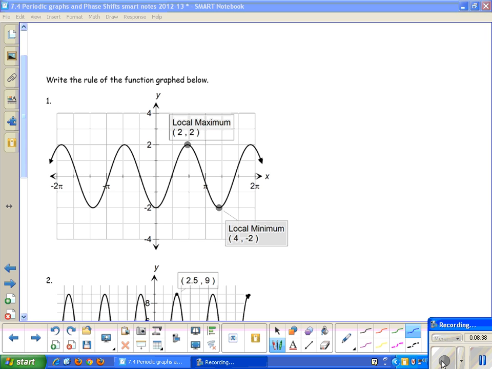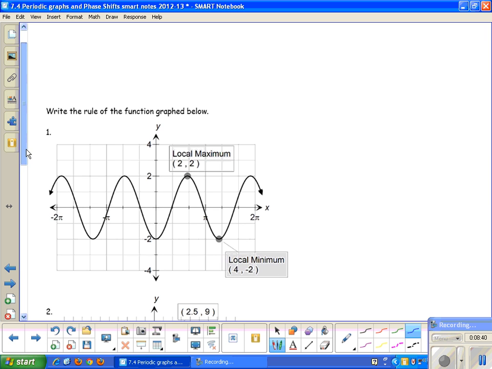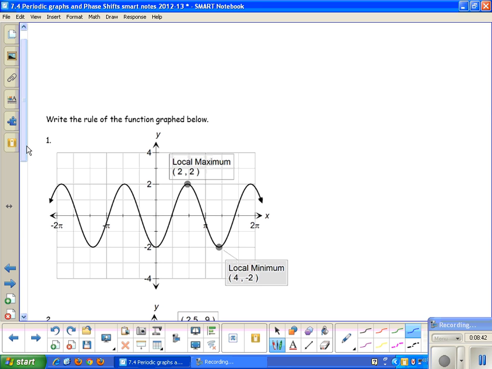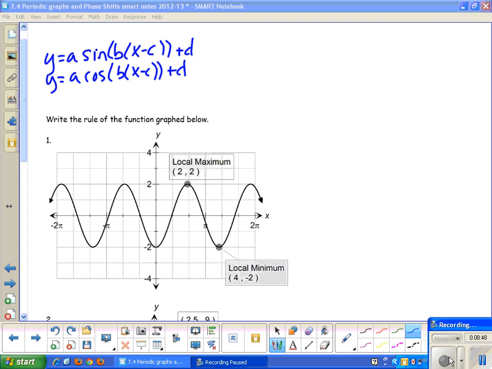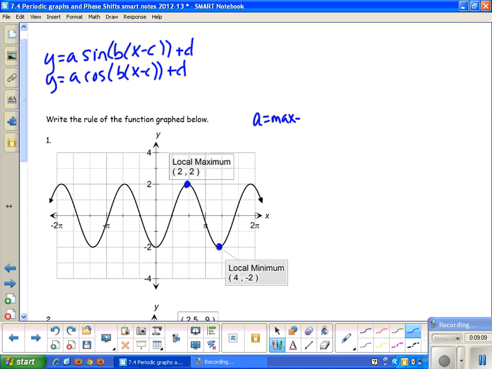The next thing we're going to do is we want to, given a graph, be able to come up with the rule for the equation. And for this, we're going to challenge ourselves to write both a sine and a cosine graph. So I always like to write down the equations because it helps me figure out what I need to find. So the easiest thing to find first is usually your amplitude and your vertical shift using your max and min values. So I know that I have a maximum right here and a minimum right there. So in this case, if I want to find my A value, again, remember it's your maximum minus your minimum divided by 2.